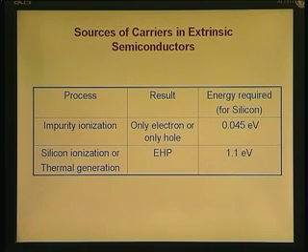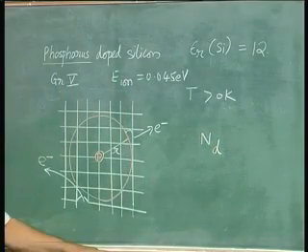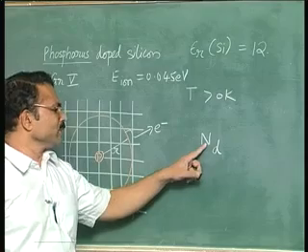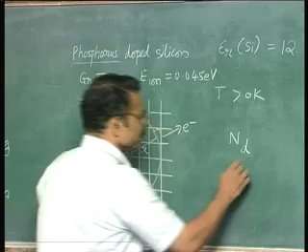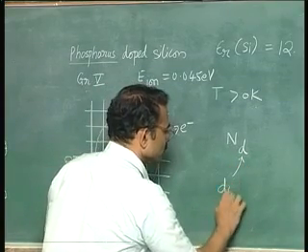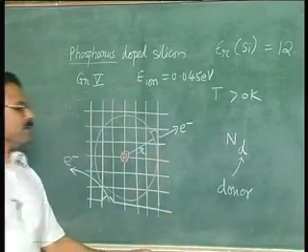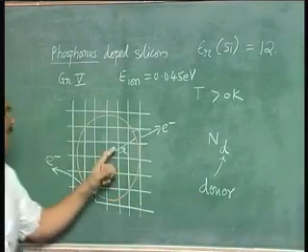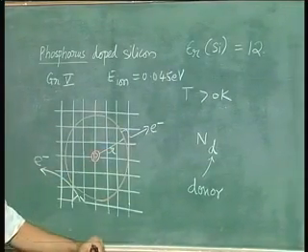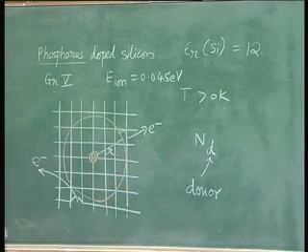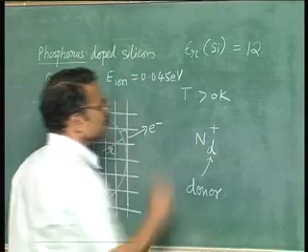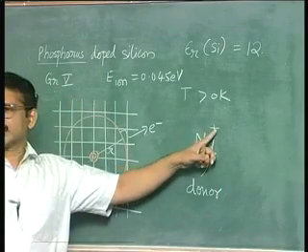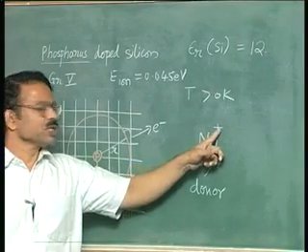So supposing Nd is the concentration of phosphorus atoms, where N stands for the concentration and suffix D stands for the word donor. A phosphorus atom is called donor because it donates an electron. So Nd is the concentration of the phosphorus atoms introduced. Then we can use a suffix, a superscript plus, to show the concentration of ionized impurities.